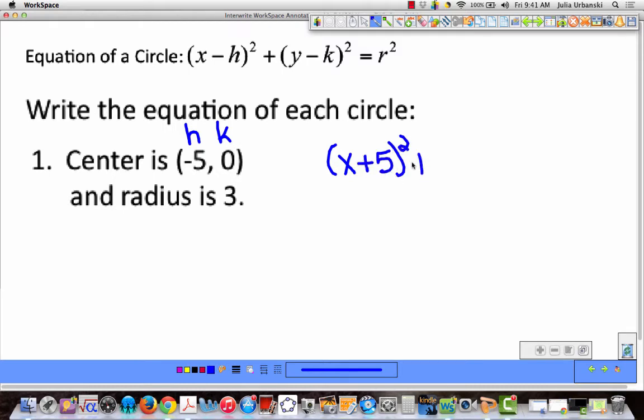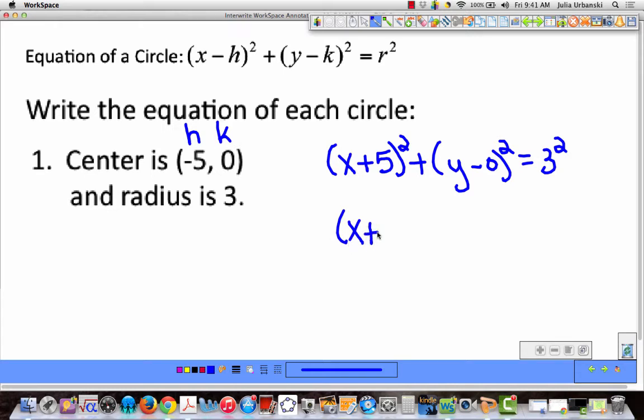And then you square that, plus y minus k, the number that goes there is 0, y minus 0, and you square that, and you get the radius, 3 squared. You just plug in the numbers that you have for the x, for the y, and for the radius. So now we simplify what we can.